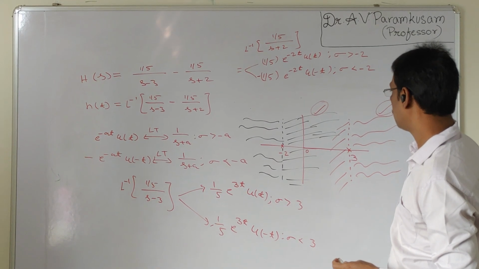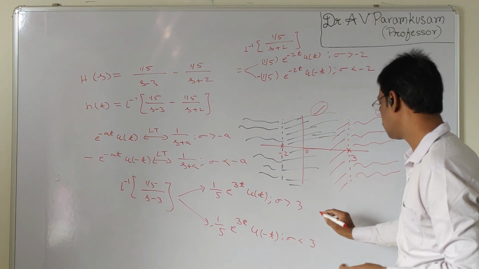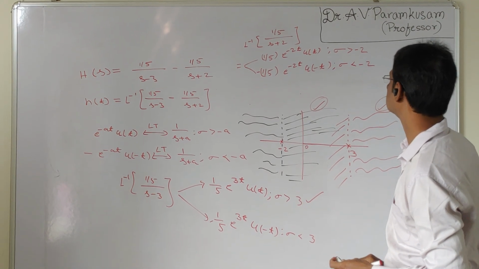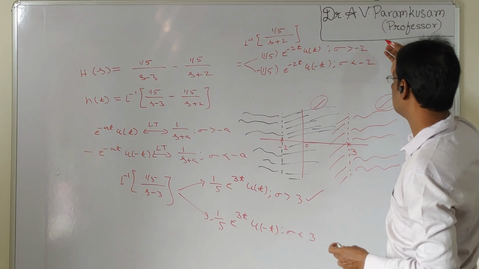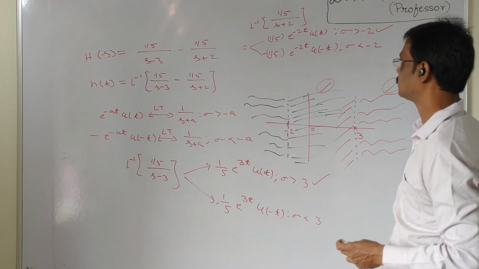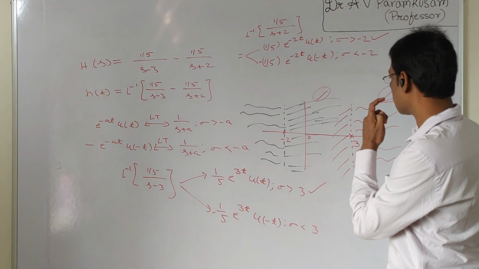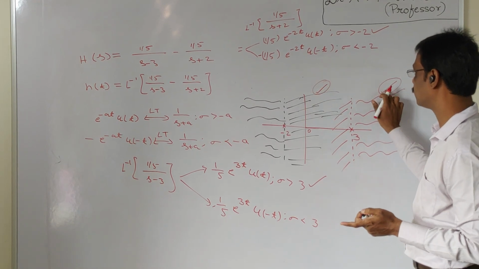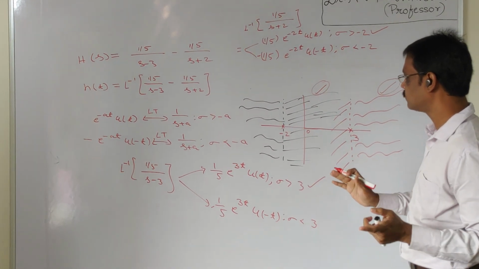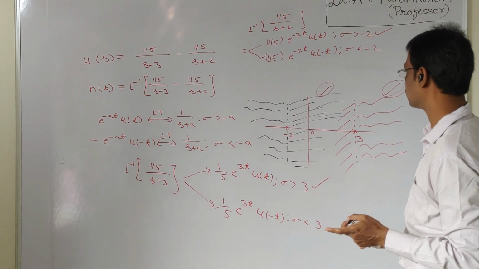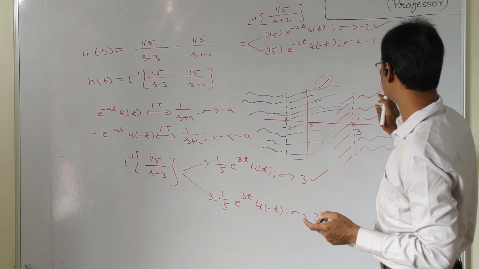One condition is sigma greater than 3, and the other is sigma greater than minus 2. No, it is not causal. If you consider these two also, it is not including the j omega axis, but it is on the right side, so it is also not working.